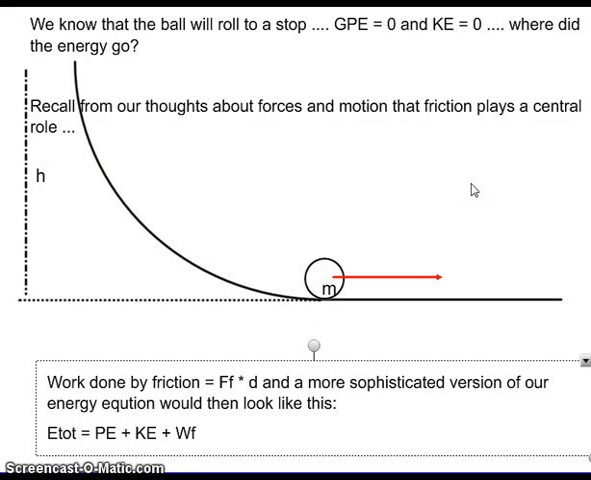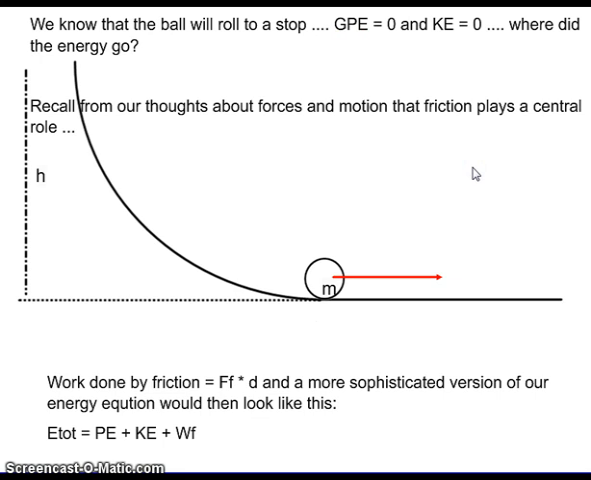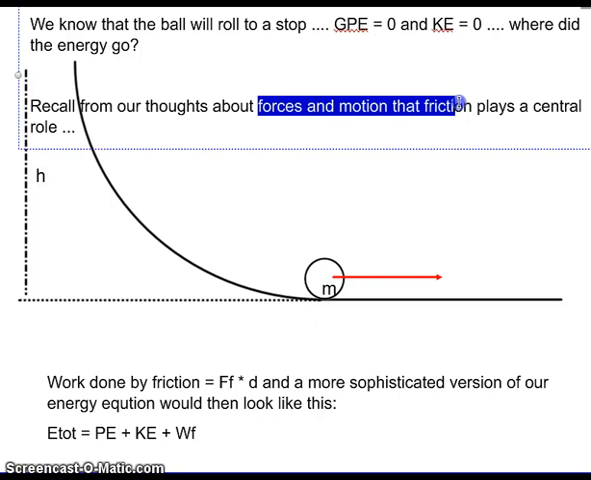But we know that this is pretty simplistic because eventually the ball will roll to a stop, and the implication is that the gravitational potential energy will equal 0. And because it comes to a stop, the kinetic energy will be equal to 0, and the question becomes, where did all the energy go? Well, we're sharp enough to think about forces, and we understand that friction plays a central role in this.